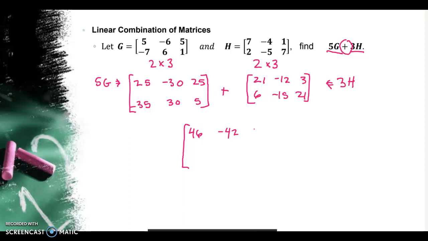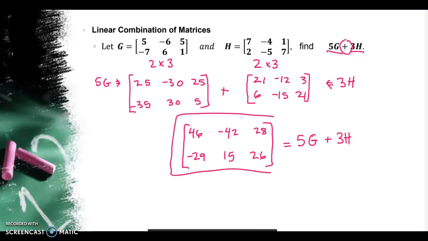Then I'll get 25 plus 3 is 28. Negative 35 plus 6 is negative 29. 30 plus negative 15 is a positive 15, and then 5 plus 21 is 26. So this is my resulting matrix, which is the matrix 5 times G plus the matrix 3 times H. So this is my solution right here. And that is linear combination of matrices.